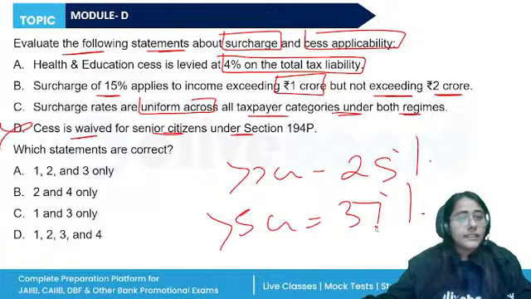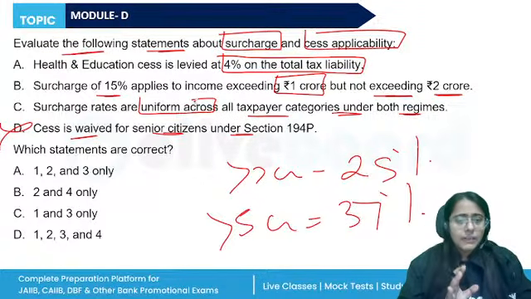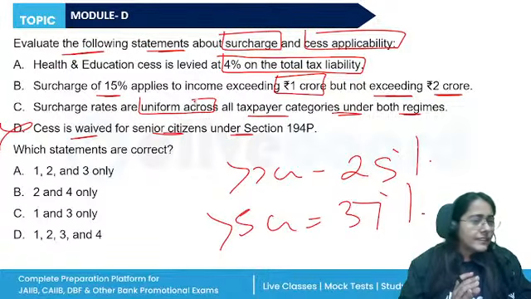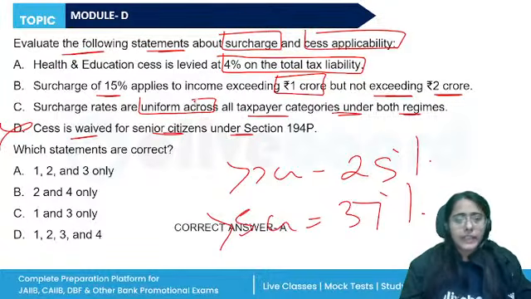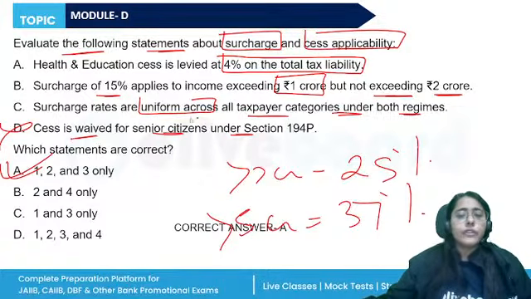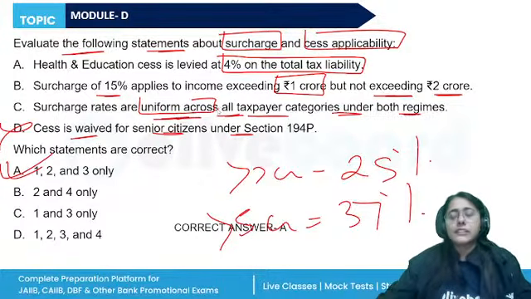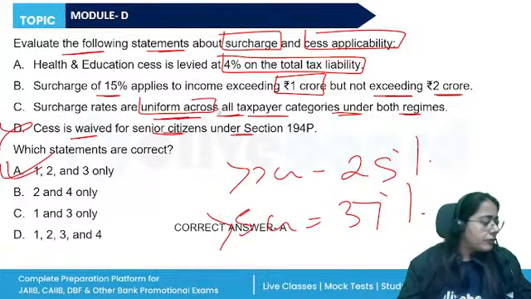And this is also correct. The surcharge does not vary between senior citizens or below senior citizens. Okay, so it should be A, 1, 2, and 3. They are uniform across all the taxpayer categories under both regimes. Surcharge and cess will be applied for all of the classes of citizens. There are no different slabs for it.